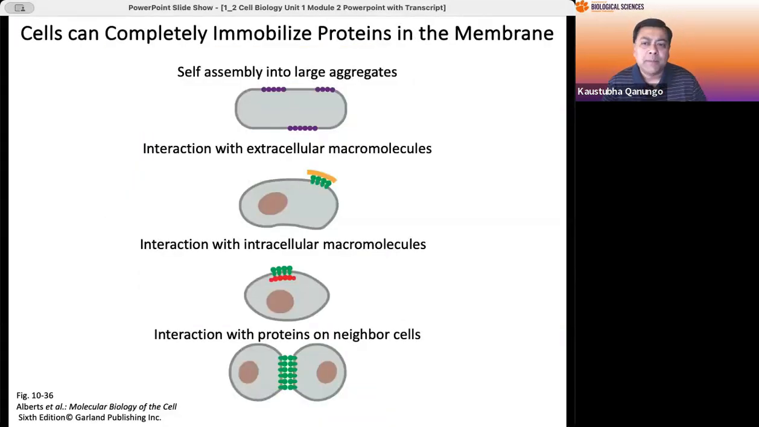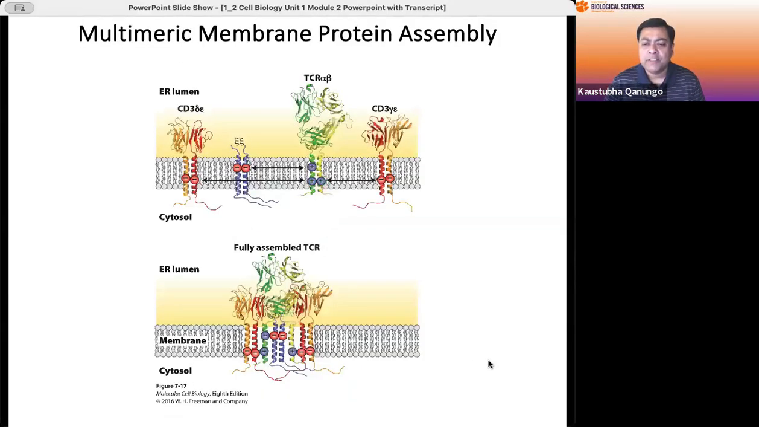So these are some of the other mechanisms by which the cells can immobilize proteins. These are very self-explanatory. And here what is being shown is how a multimeric assembly is formed. This is a T cell receptor, and you can see that you have 1, 2, 3, 4, 5, 6, 7, 8 polypeptide chains. So 8 proteins come together to form this T cell receptor. All of these are separated and transported into the membrane as transmembrane proteins. Then they find each other and form this multimeric assembly in the membrane.